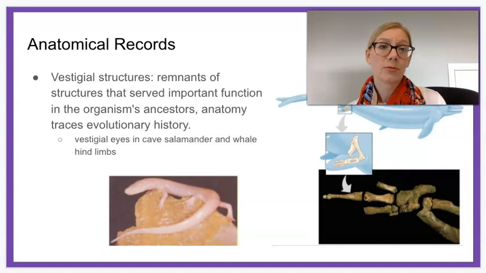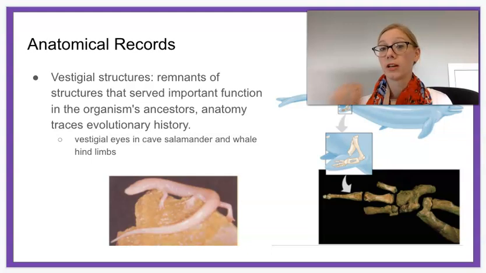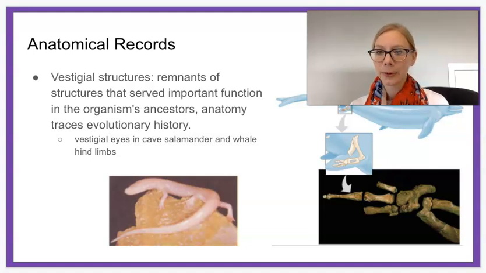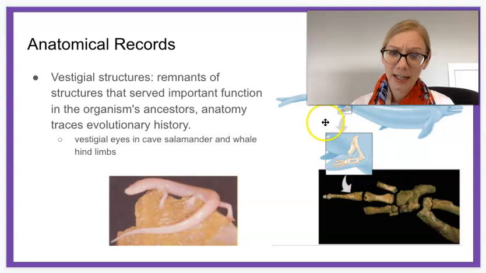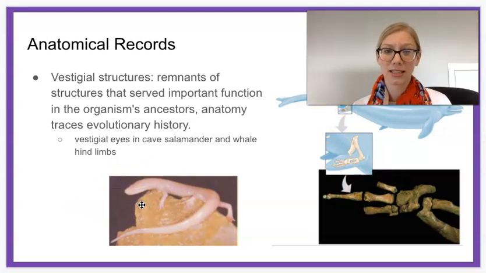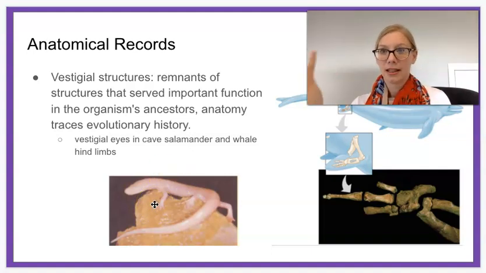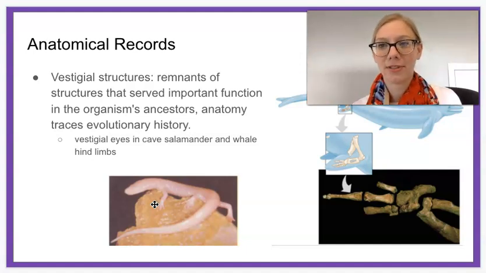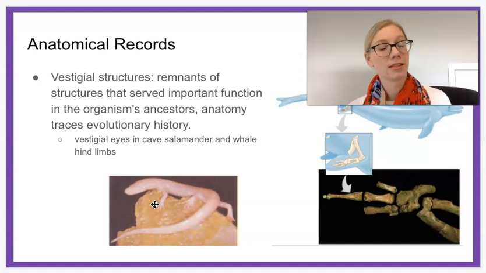Also, when we're looking at anatomical records, we can look at vestigial structures. These are remnants of structures that served an important function in the organism's ancestors. Anatomy helps us trace their evolutionary history, but maybe they don't necessarily use them now. An example of this is a salamander that lives in a cave. It's dark. It doesn't really need to see, but has these eyes that are sort of there, even though they don't necessarily need them, or they don't function to help them see.